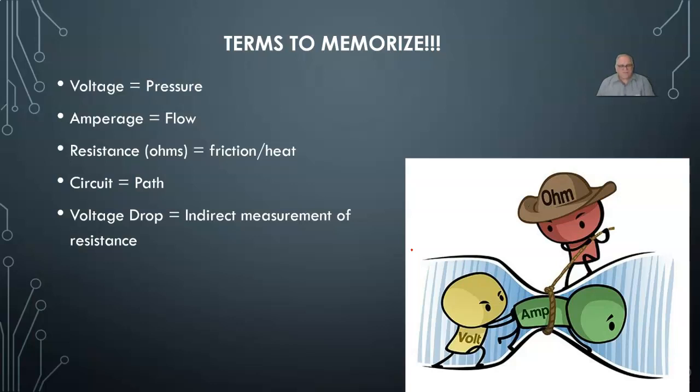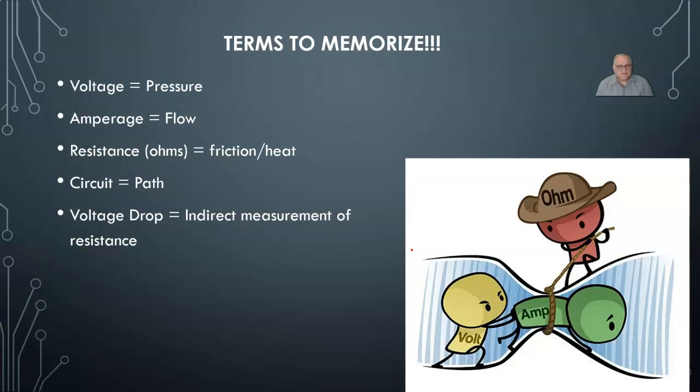So here are 5 terms that you need to memorize if you're taking notes. Make sure you get these written down because you have to keep these in mind as we go through and talk about electricity. Everything we talk about from here on out is going to be these 5 terms, and you're going to need to know them.